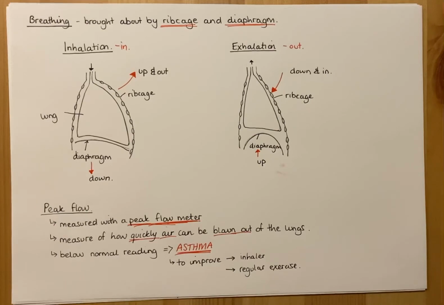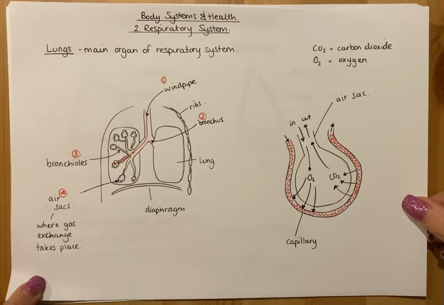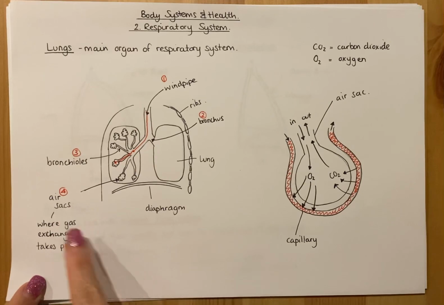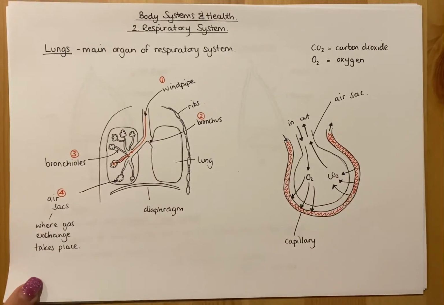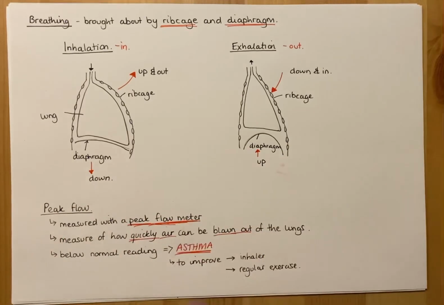Okay, so that covers all of your respiratory system. So we've covered the parts of the respiratory system, so all the areas in how air passes down into your air sacs, and then gas exchange within the air sacs, and then how breathing takes place in terms of inhalation and exhalation, and then peak flow and what that means. Okay, so that concludes our video on respiratory system.